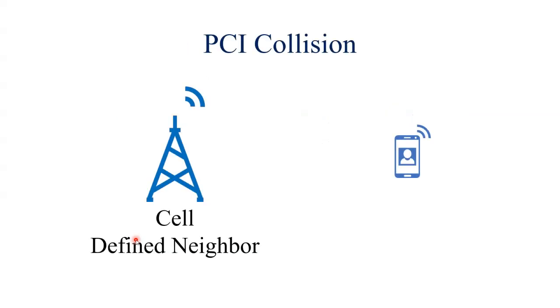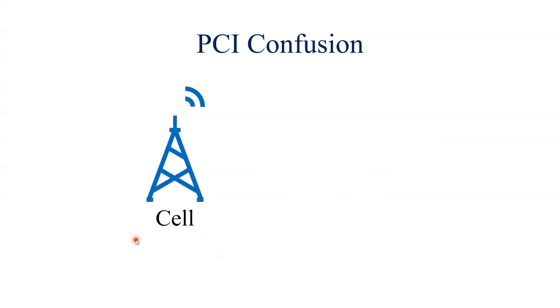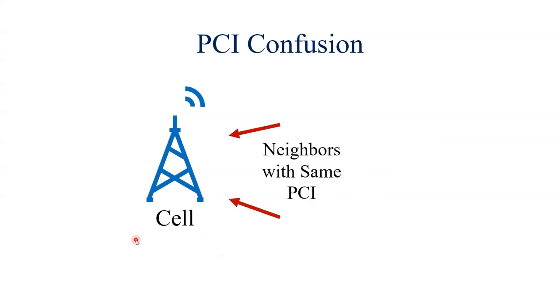When a device receives the same PCI from different cells, there will be a collision. When a cell has two neighbors with the same PCI, there will be a confusion. This can cause handoff failures. The device can drop the data call due to RF conditions, and then throughput will be slow.